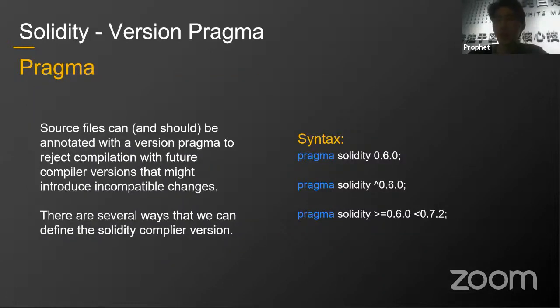Okay, at first, I'm going to introduce the compiler version settings. The Solidity file uses the pragma keyword to define the Solidity compiler version. There are three ways to define the compiler version. I made the syntax on the right. The first is we can define a specific Solidity version. Like if we want to define the Solidity version as 0.6.0, we can directly write 0.6.0 here. So with this line, this Solidity file will be compiled by the 0.6.0 compiler.